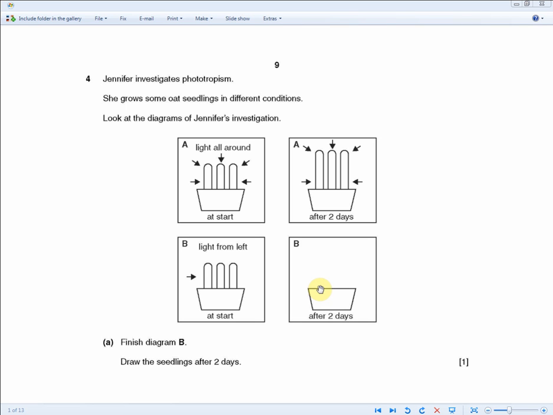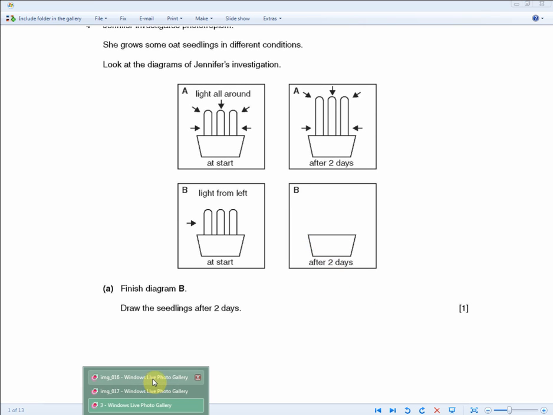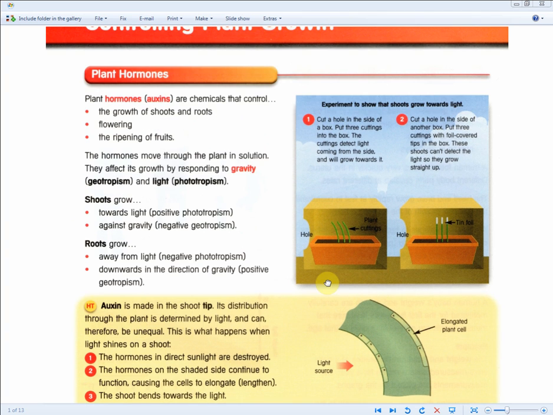But to get the 1 mark, you need to make sure that you draw a straight line first and then it bends to the left, because the auxin is only created at the tip of the shoots, not the whole shoot, and that will give you the 1 mark. But where are they actually asking you about this? It is this part here at the top, where, as you can see in the diagram, the hole is only here within the box, so the light source is only coming from one direction, so you need to draw your seedlings in the same way.